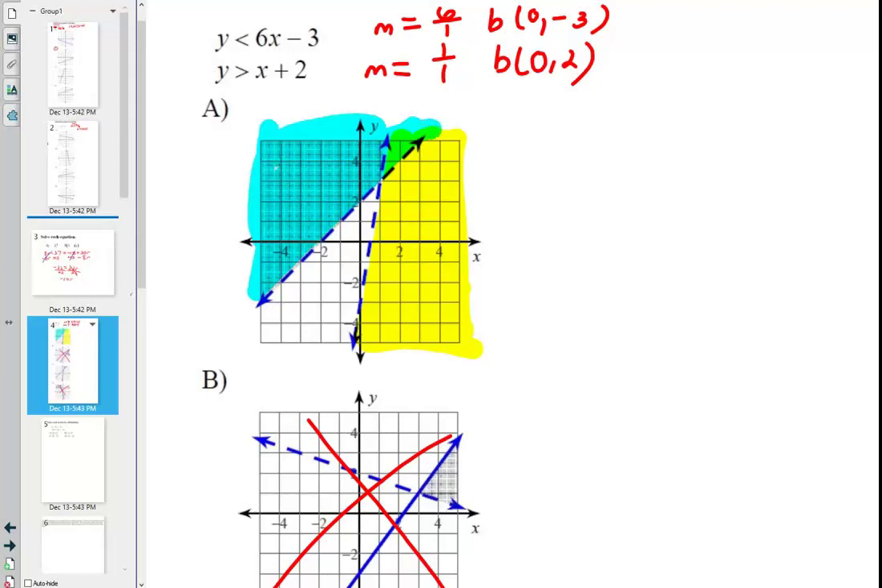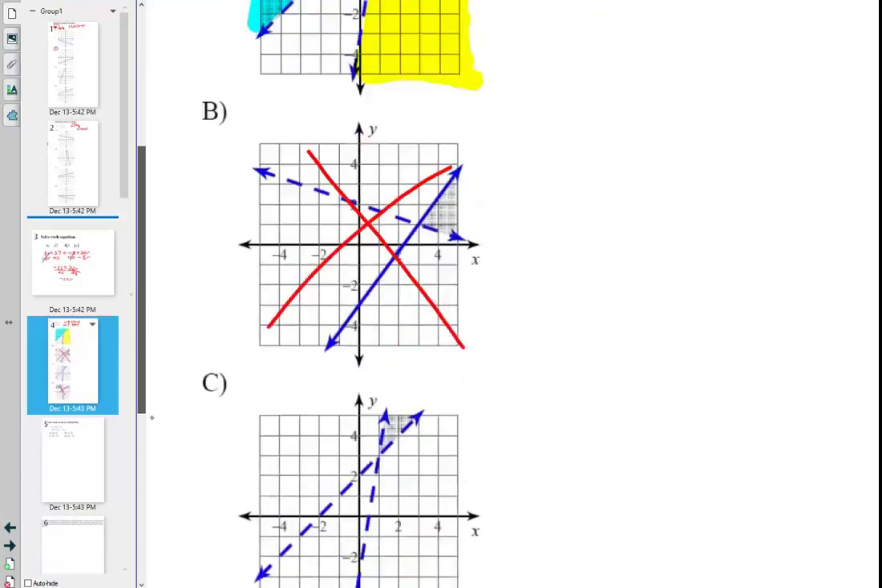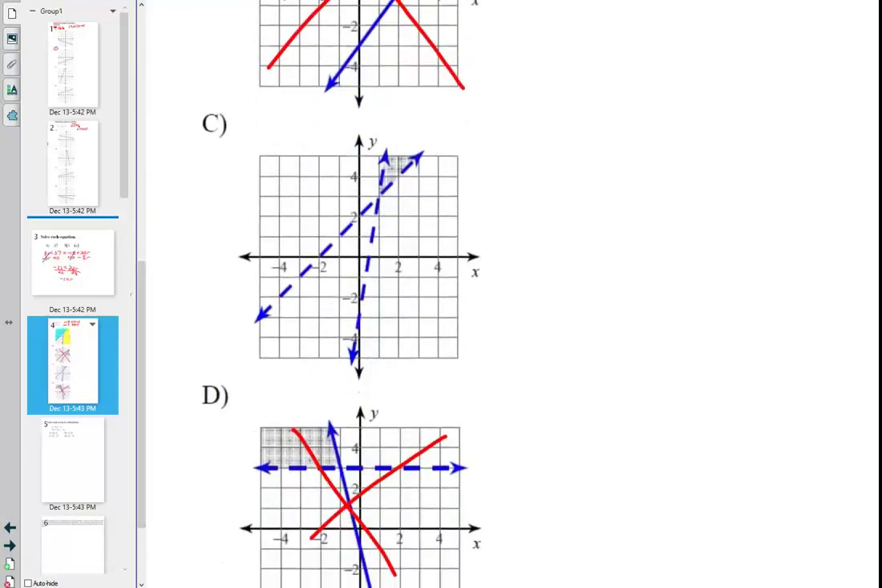And look at that, some green showed up. So is there an overlap? Yeah, where's that overlap occurring? In that little skinny section on the top, which wasn't shaded on A, but it is shaded on C. Answer choice C.